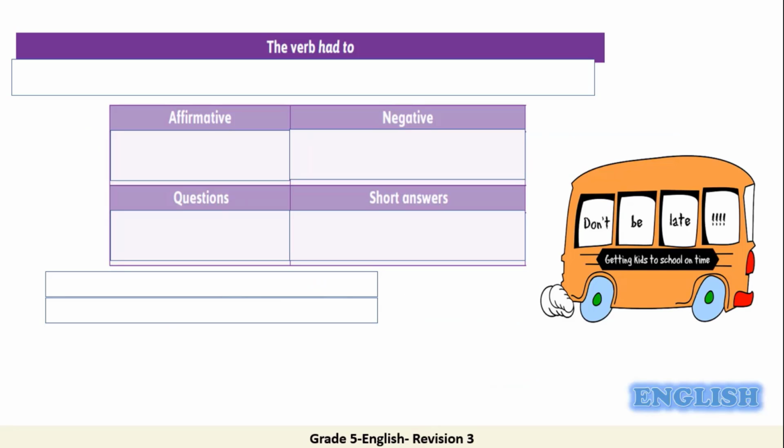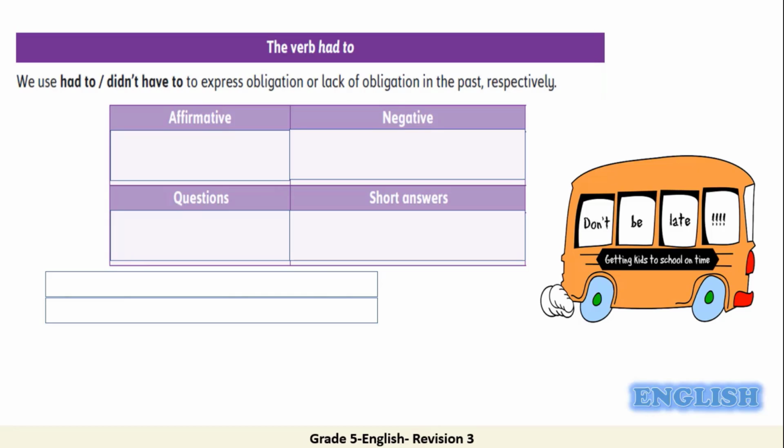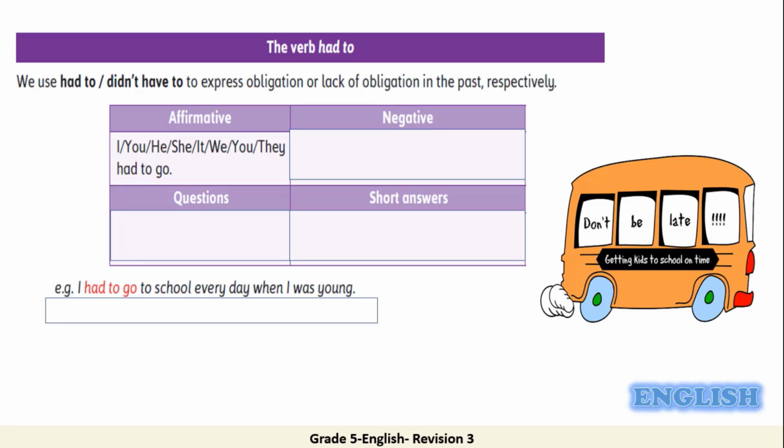My friends, now we are going to revise the verb had to. So when do we use the verb had to? We use had to and didn't have to express obligation or lack of obligation in the past, respectively. So how do we use the verb had to? Let's start with the affirmative sentence. We use these pronouns with had to and the main verb. For example, I had to go to school every day when I was young.